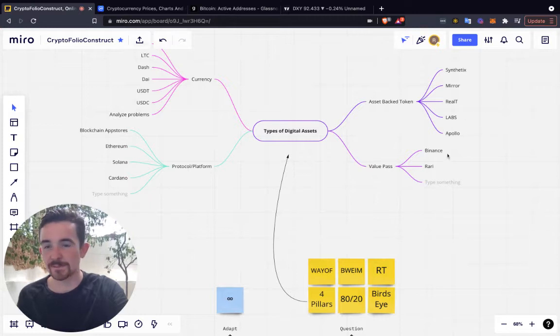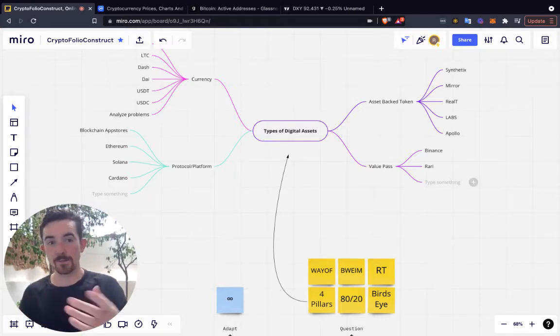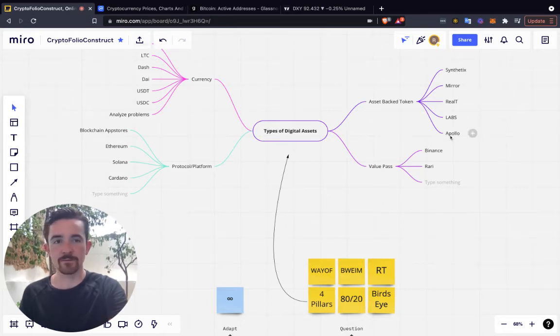Then we have things like real estate, so actual physical real estate. Apollo is doing it with commodities. I'm going to be doing some work with Apollo FinTech moving forward. Those are asset-backed tokens.